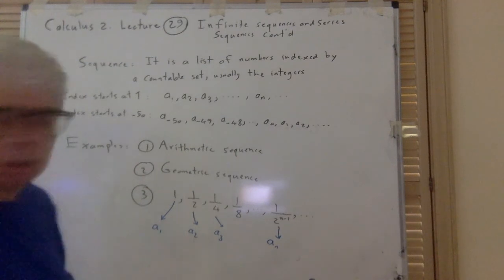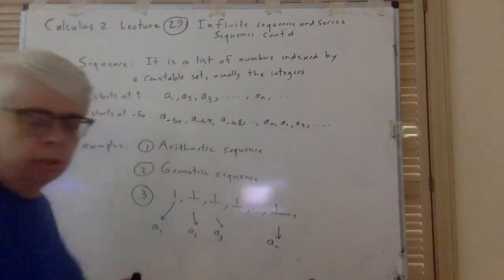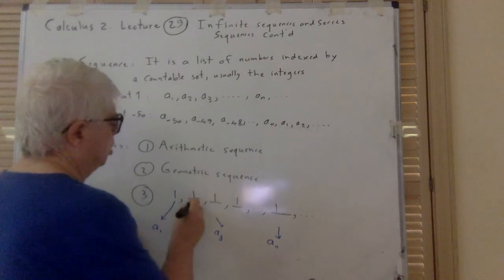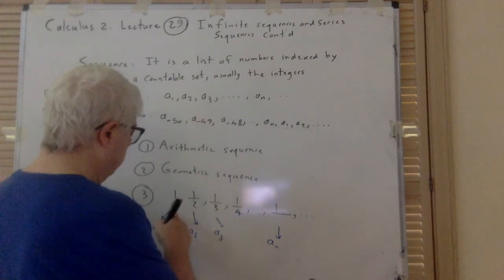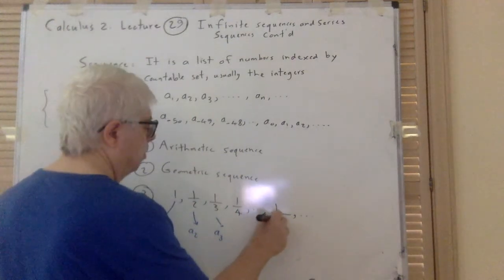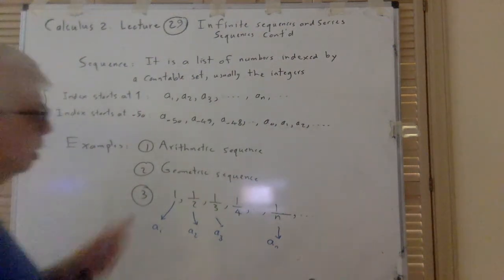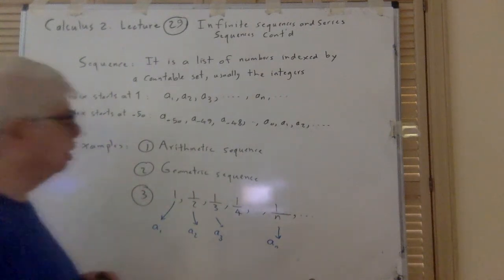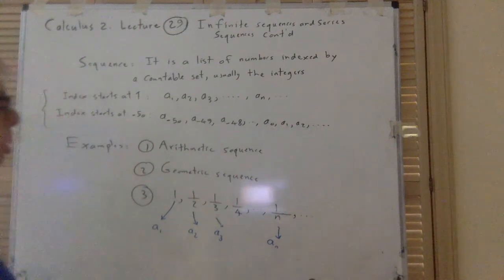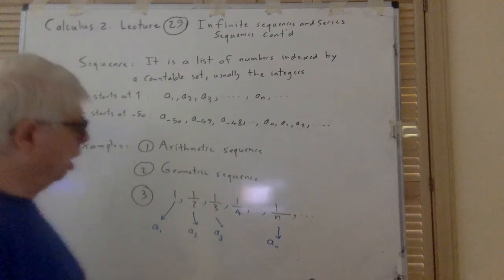So let's write this. It's simple: 1, 1/2, 1/3, 1/4, and this is 1/n. This is a nice sequence, and it appears in the study of infinite series a lot. So this is an example. It's neither an arithmetic nor a geometric sequence.